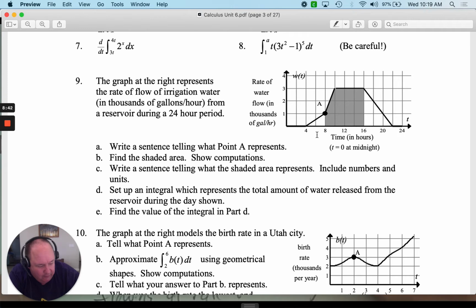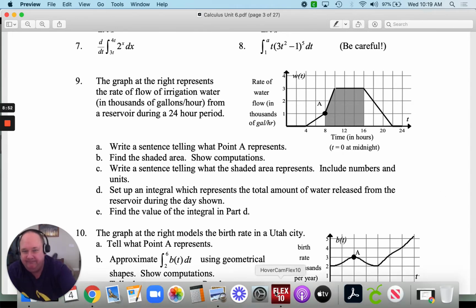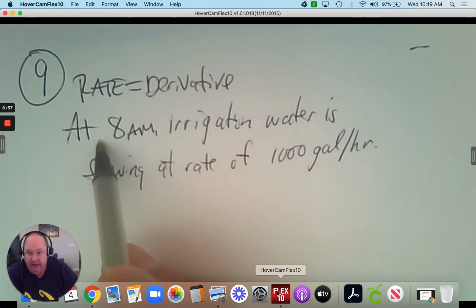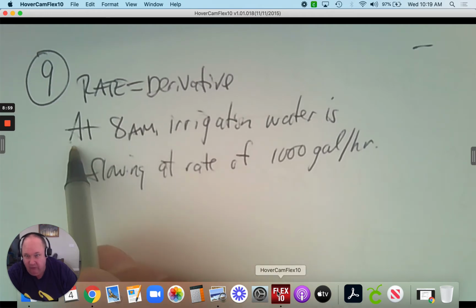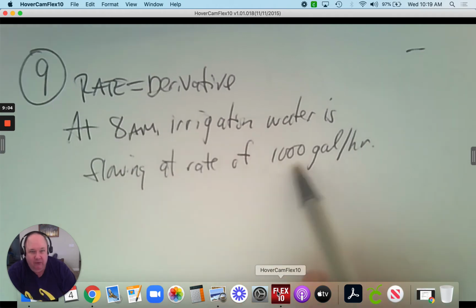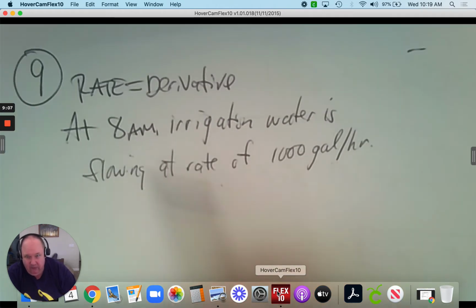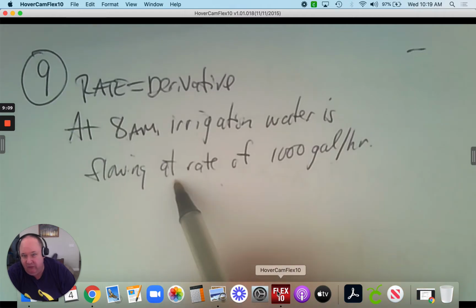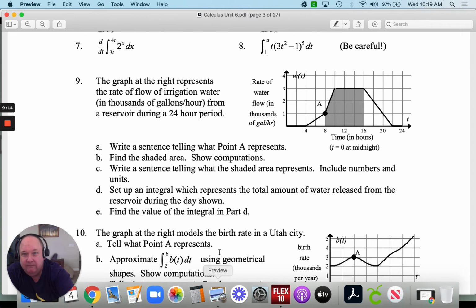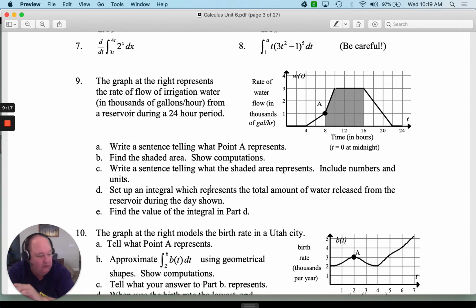It's just a matter of whether you can interpret the graph that's in front of you. And again, it can be simple if you want it to be simple. So here's my sentence again. Interpret point A, so I have to mention both axes. The x-axis is time, so at what time? And then the other axis represents the rate. And what's the story about? So at 8 a.m., irrigation water is flowing at a rate of 1,000 gallons per hour. And you could say flowing from a reservoir.